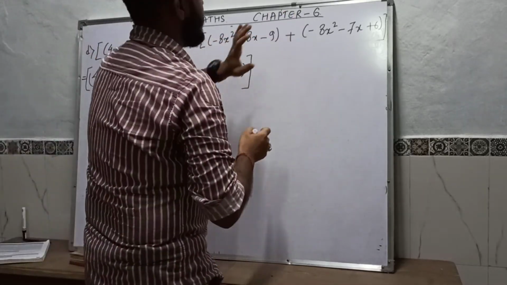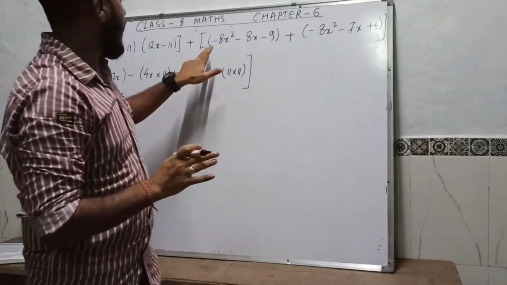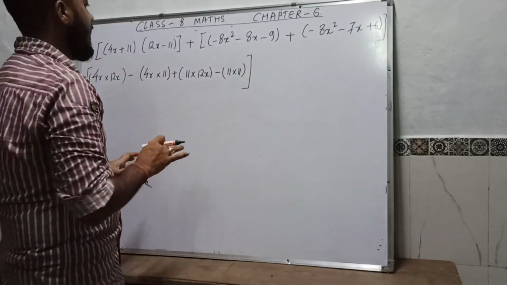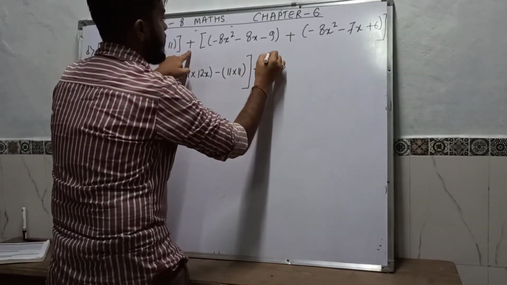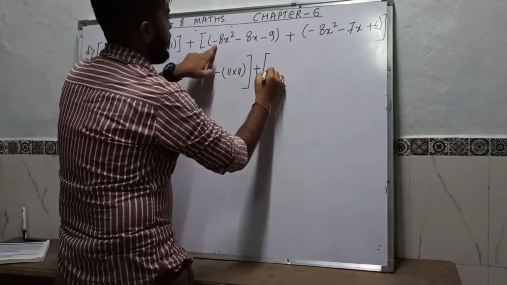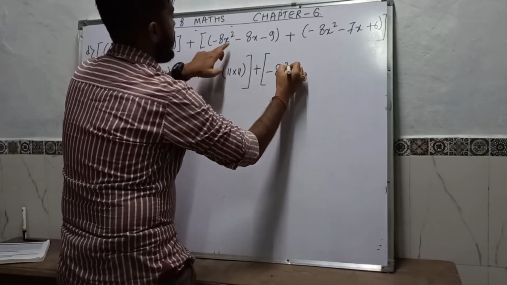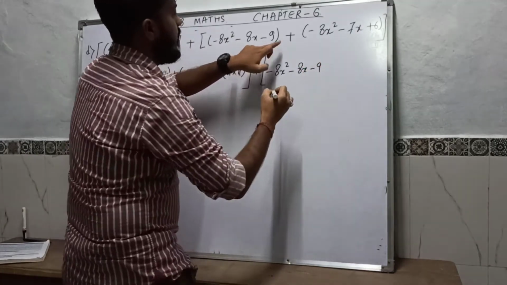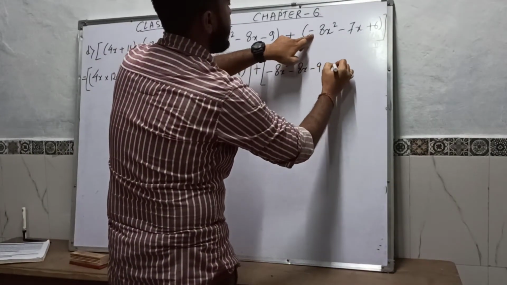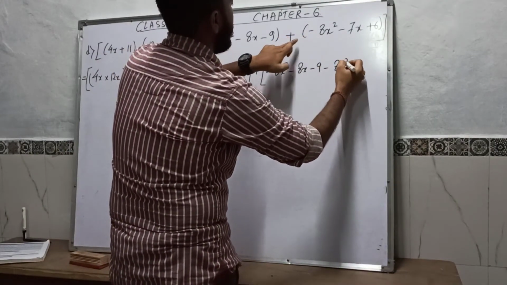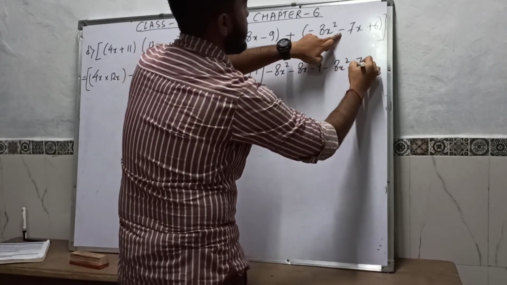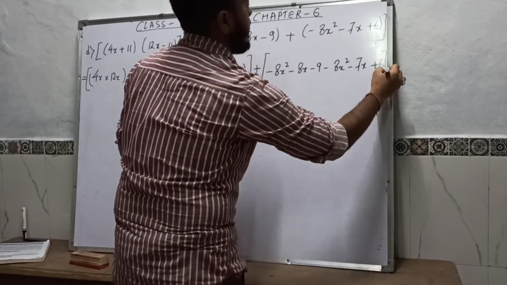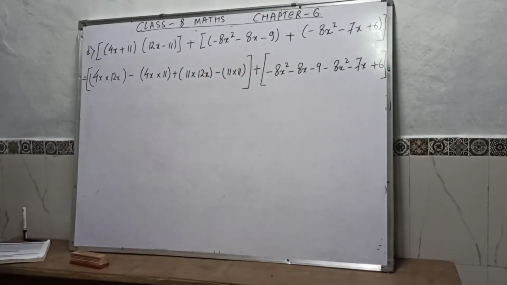Now this bracket and this bracket, what is the difference? We have to open these two brackets, we have to remove these two brackets, I mean to say, okay, and keep it in the bigger bracket. Plus, so this is minus 8x square minus 8x minus 9 plus into minus minus 8x square plus into minus minus 7x plus into plus plus 6. Now you understood or not?